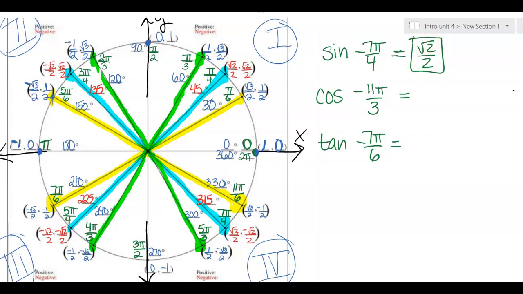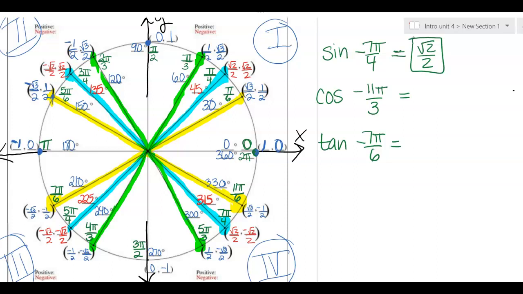Either understand what it is in the positive idea first and try to do that negative, or just count in the opposite direction. Okay? So negative 11 pi over 3 is a third. Is 11 pi over 3 marked on your circle as a positive value? No. That's because 11 pi over 3 is more than 6 pi over 3, so that's more than one lap around the circle.